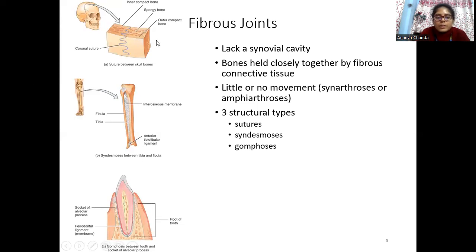So sutures are present in the skull bones. The syndesmosis are present in the lower limb bone, that is in between the fibula and the tibia, and the gomphosis are present between the tooth and the socket.